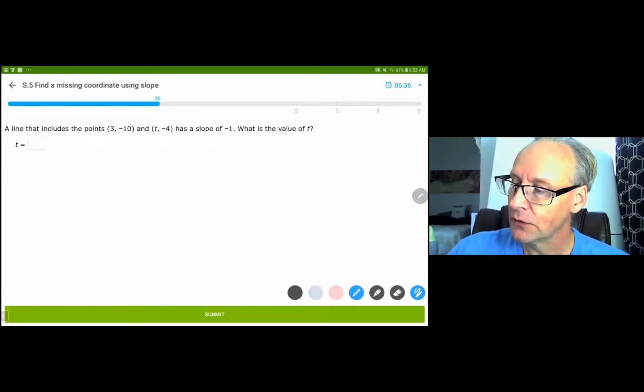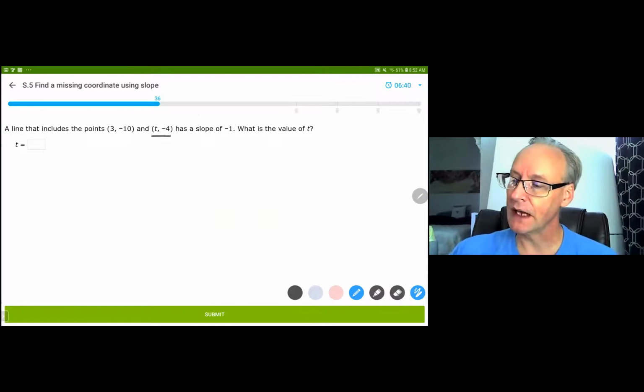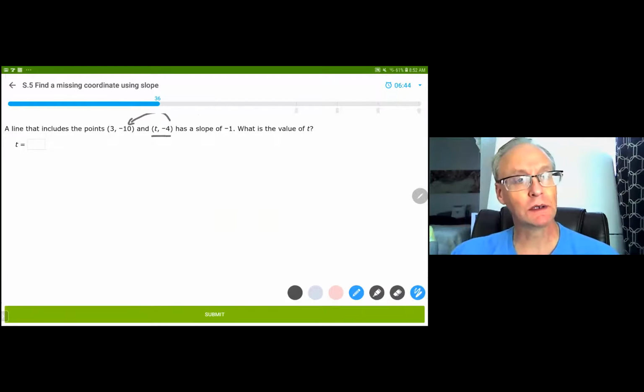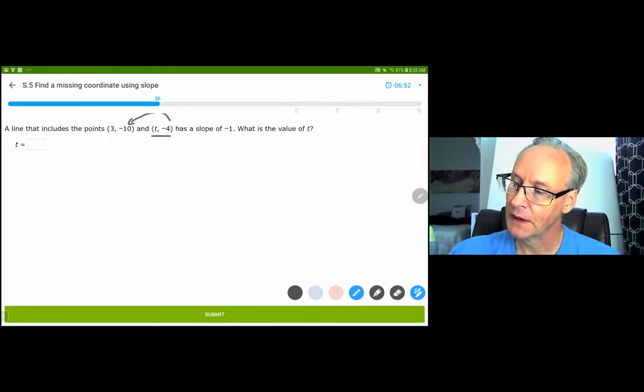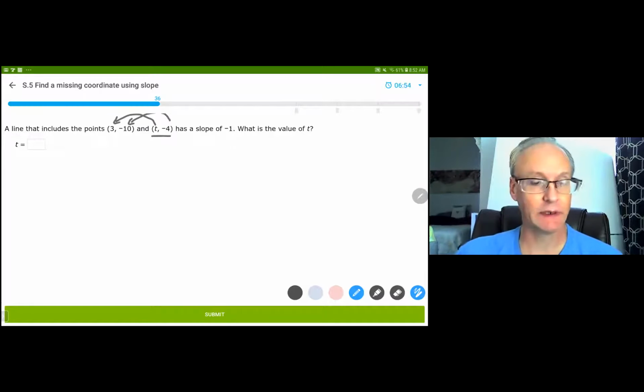All right, so I want to use this one as my starting point. So I'm going to go negative 4 minus negative 10. It's not wrong to do it the other way, and you could. It's just that you are going to end up with an extra step because you're going to have a negative t if you go the other direction. And then I'm going to take t minus 3.